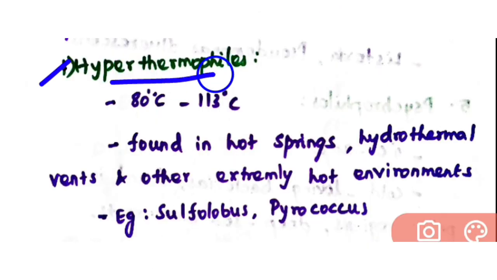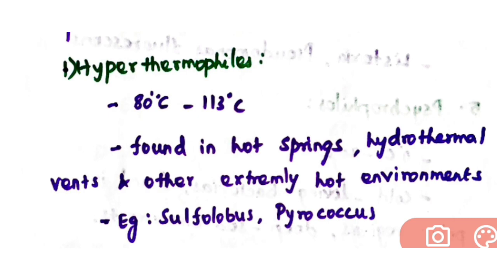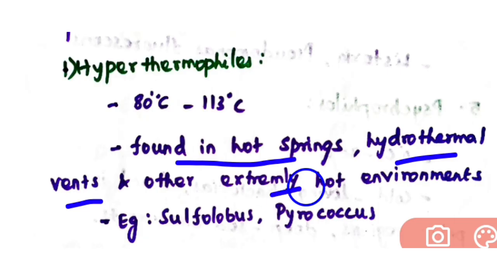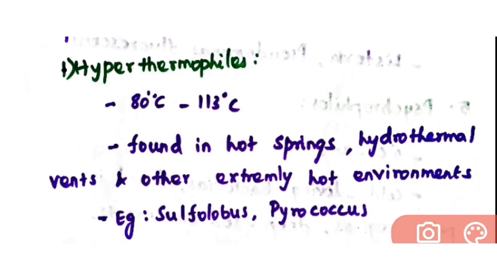First one is hyperthermophiles. Hyperthermophile bacteria can grow at 80 degrees centigrade to 113 degrees centigrade. They can grow at extreme temperatures. They are found in hot springs, hydrothermal vents and other extremely hot environments. Examples for hyperthermophiles are Sulfolobus and Pyrococcus.